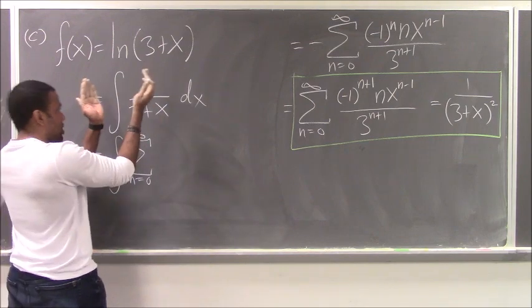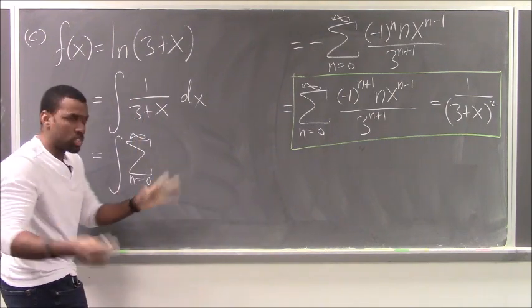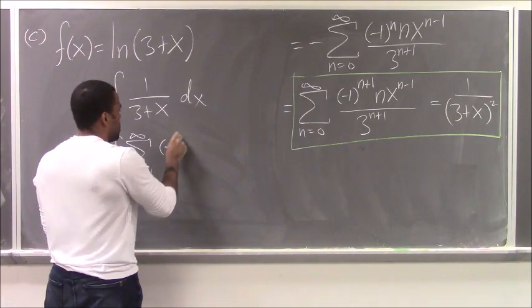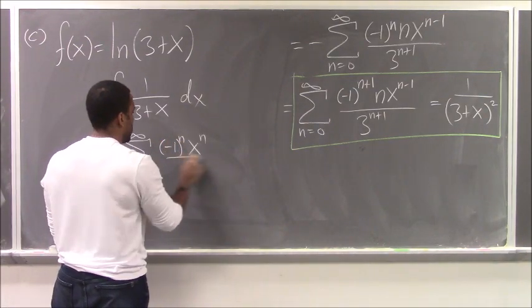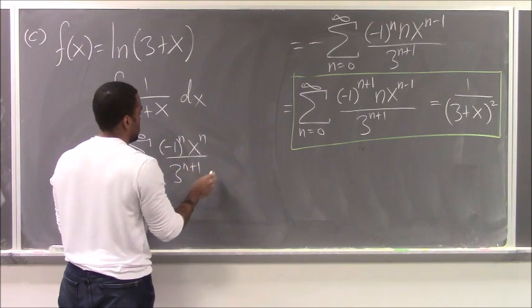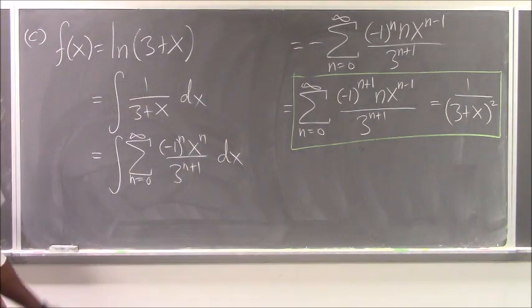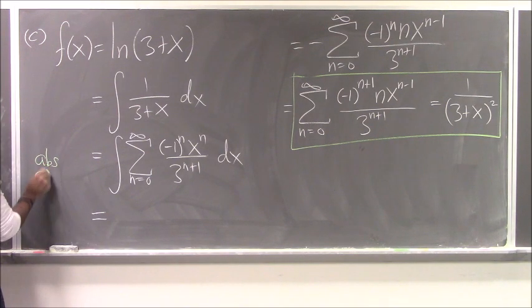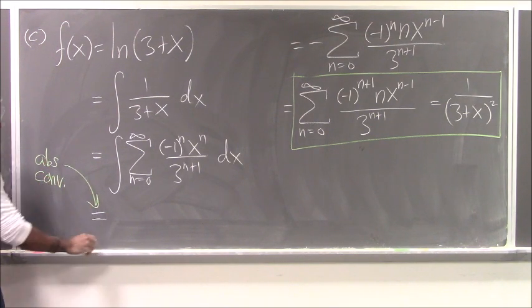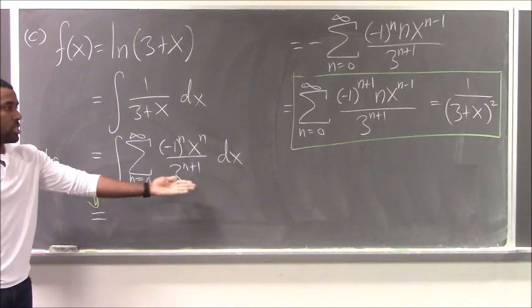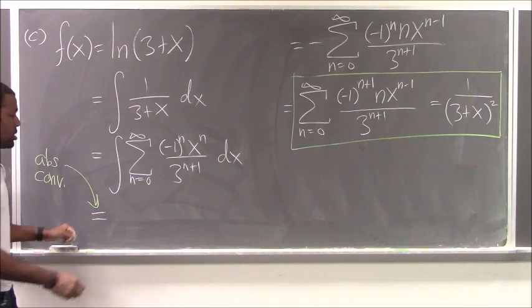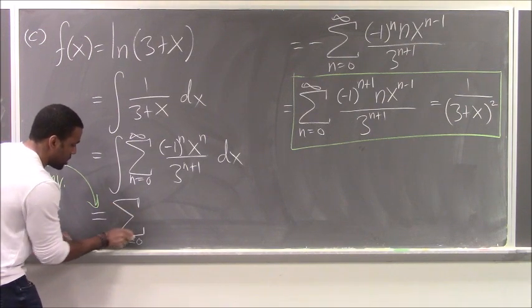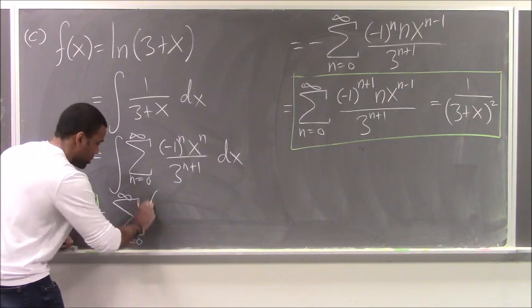Because as far as I'm concerned, this is that series within a certain window, right? Once my x is between minus 3 and 3, this is doable. Now again, because of absolute convergence, I'm allowed to think of the integral of the series as the series of integrals. The integral of the sum is just the sum of these integrals.